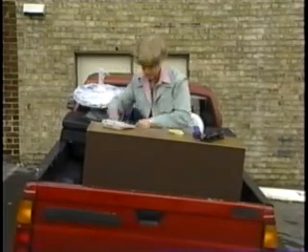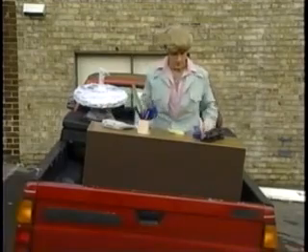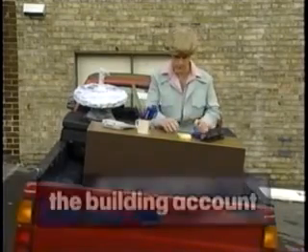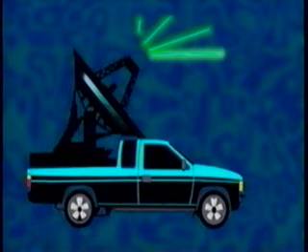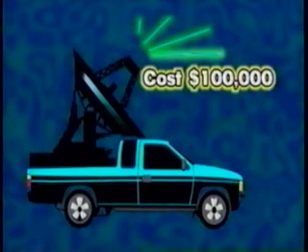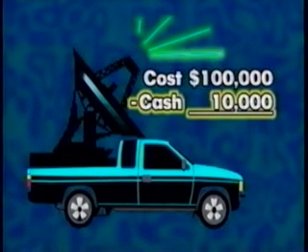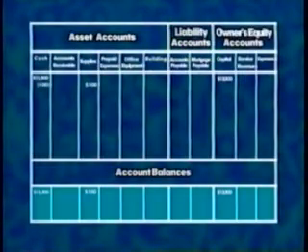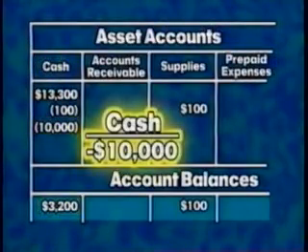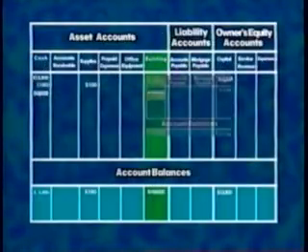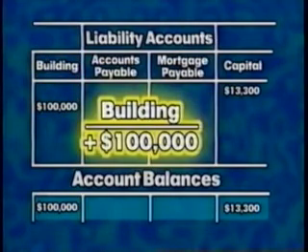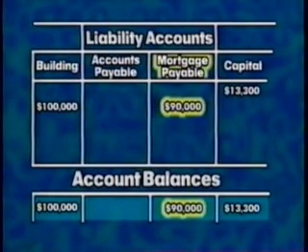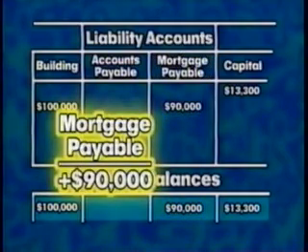For the sake of clarity, the truck and the satellite dish are represented by the building account. The truck and satellite dish cost $100,000 with a $10,000 cash down payment, leaving his long-term mortgage at $90,000. So on our books, Stan's cash decreases by $10,000. His building account, an asset, increases by $100,000, and his mortgage payable account, a liability, increases by $90,000.